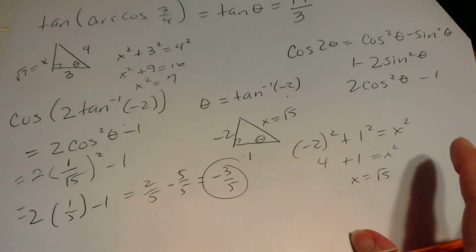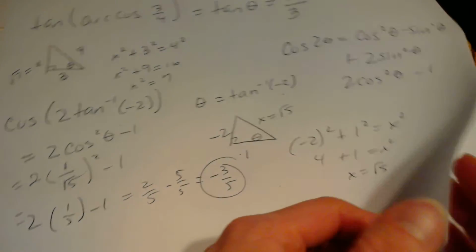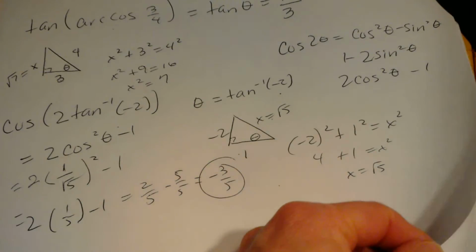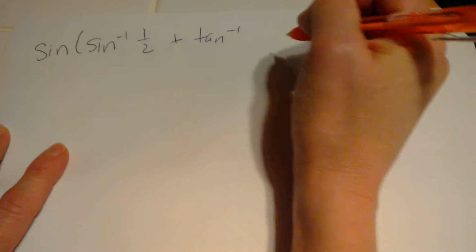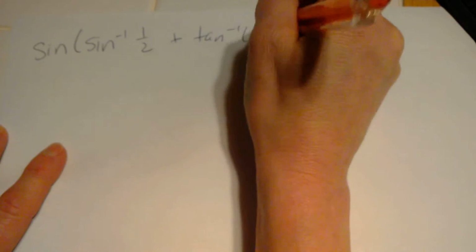So let's do one more of those. Make a new piece of paper. So what if I want to find the sine of my sine inverse of 1/2 plus my tangent inverse of -3. Okay, so we've got a sum formula.